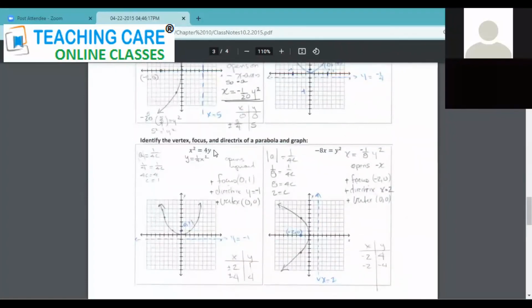They have given the equation for us. We have to find the vertex, focus, and directrix of the parabola. That's how we are going to do that. Now I have x squared equals 4 times y. x squared equals 4 times y means you just find the value of y. That would be 1/4 of your x squared.